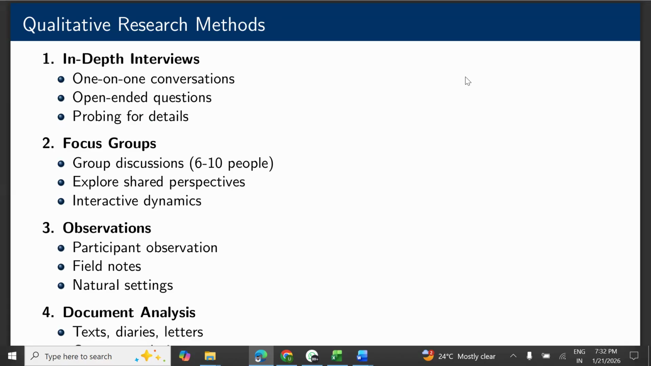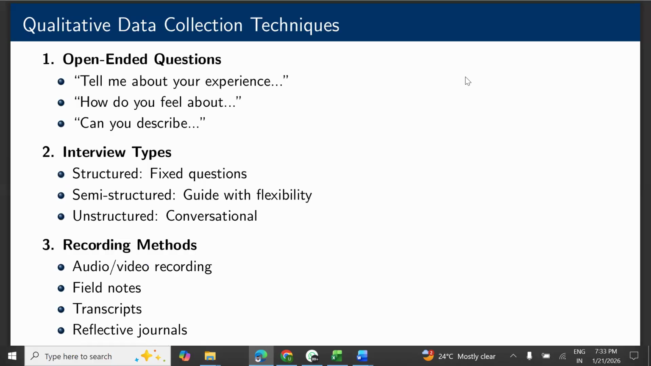So what are the different qualitative research methods? In-depth interviews: one-to-one conversation, open-ended questions. The second one is focus group discussion, where the group discussions involve 6 to 10 people. It explores shared perspectives and interactive dynamics. Then observations, basically participant observations, which involve field notes and natural setting, and document analysis like text, diaries, letters, and so on.